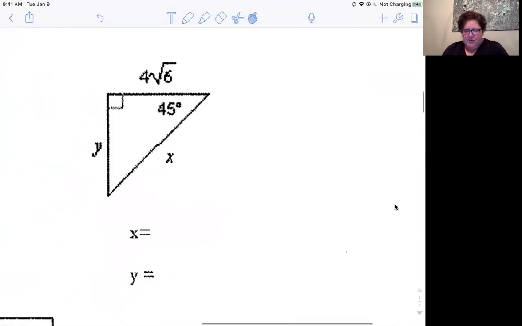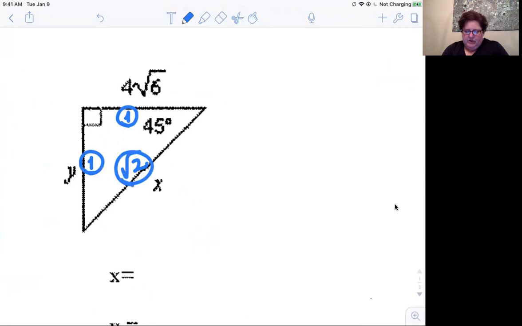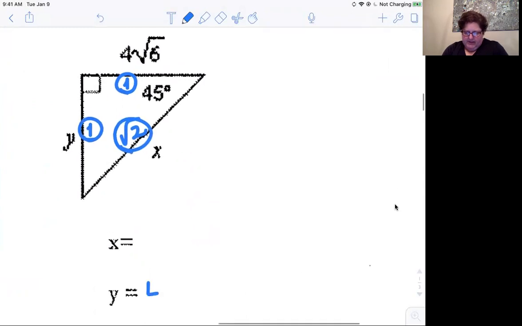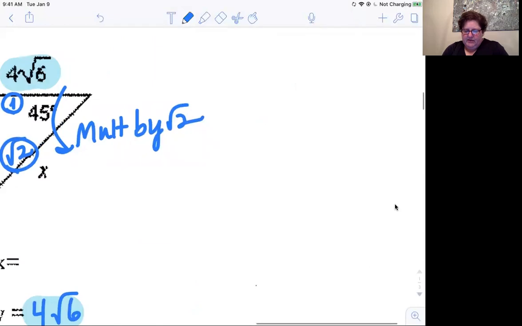When it's going to get a little bit more complicated, it's when it's not quite as simple numbers. So for this one, I'm going to again say, all right, this is our 1, 1, and our root 2. So we know that y is the same as the other leg. So 4 root 6, 4 root 6. Now to go from a leg to the hypotenuse, we're going to multiply by root 2. That means that you'll take 4 root 6 and multiply by square root of 2.